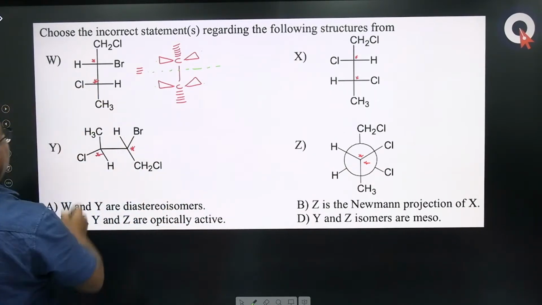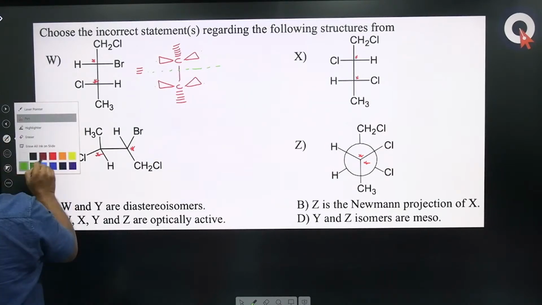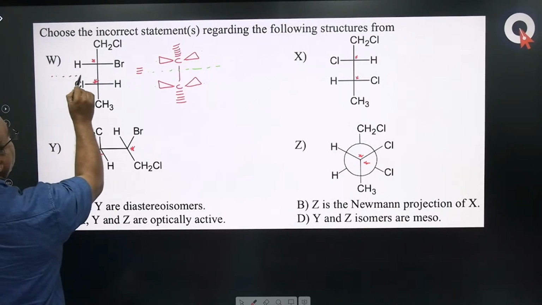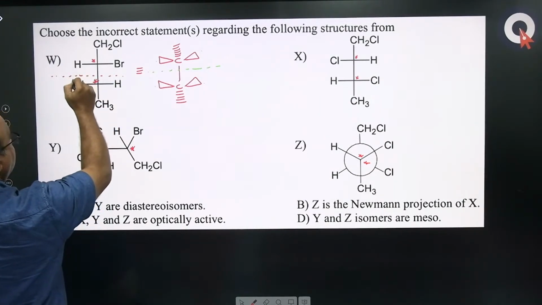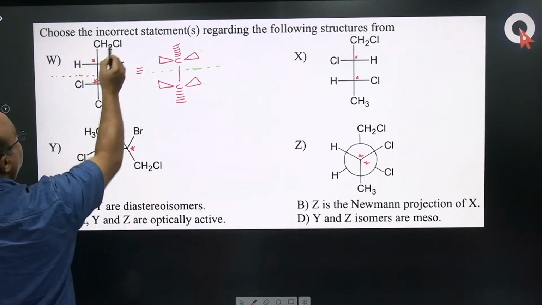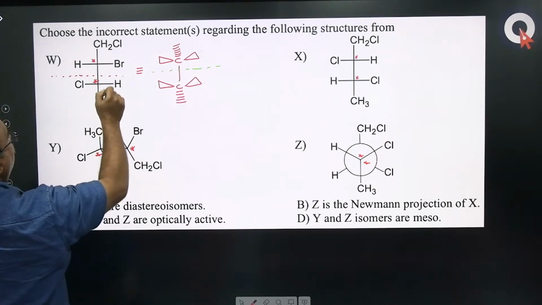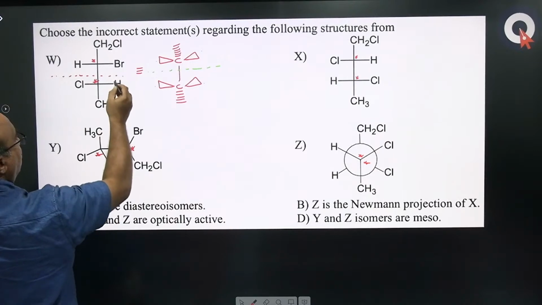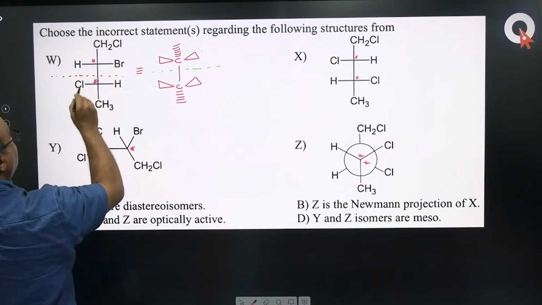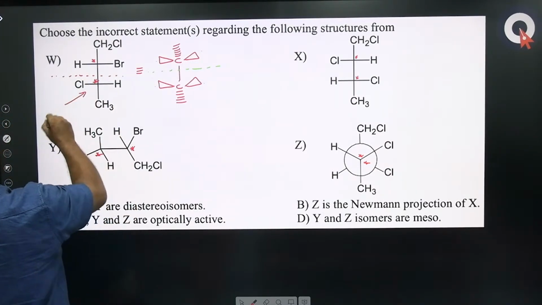But in this case, do we have a plane of symmetry? If you pass a plane like this, this is Br, this is hydrogen, this is hydrogen, this is Cl, this is CH2Cl, this is CH3. Anywhere, symmetry does not exist, Br and H. So this compound is optically active. We will say this compound is chiral.